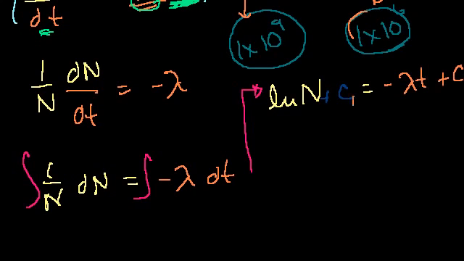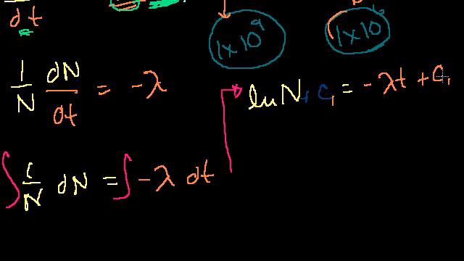These are different constants, but they're arbitrary. So if we want, we can just subtract that constant from that constant and put them all on one side, and then we just get another constant. So our solution to our differential equation is the natural log of n is equal to minus lambda t plus some other constant. I'll call it C3. Doesn't matter.